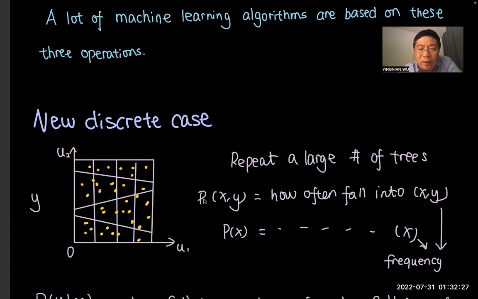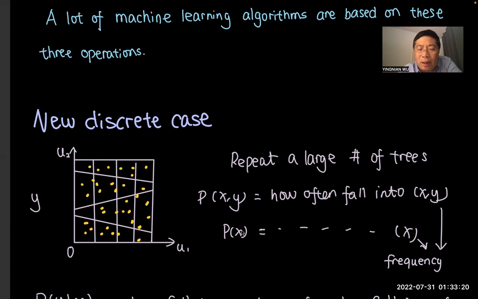If you repeat a large number of trials or experiments, then Pxy can be interpreted as how often the point falls into the cell xy, or in other words, the proportion of the points that belong to cell xy. This proportion clearly should equal the area, right? The bigger the area, the more points you have. And because the total area is 1, this proportion is a probability. Again, we also have a very compelling common sense or intuition that the number of points should be proportional to the size of this cell.